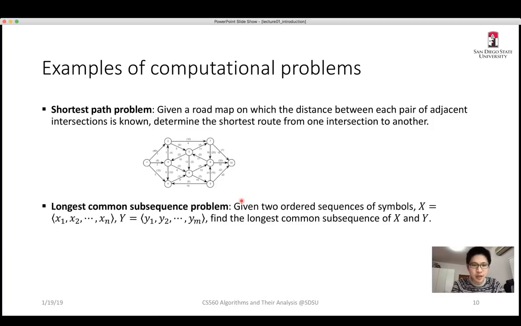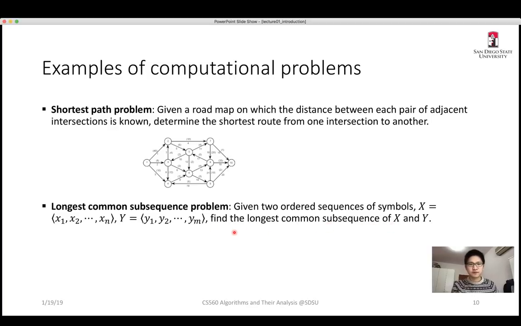This is another problem, which is the longest common subsequence problem. It is defined as: given two ordered sequences of symbols, for example, X comprises n symbols from x1 to xn, and another sequence Y is defined as elements from y1 to ym. The problem is to find the longest common subsequence between X and Y.